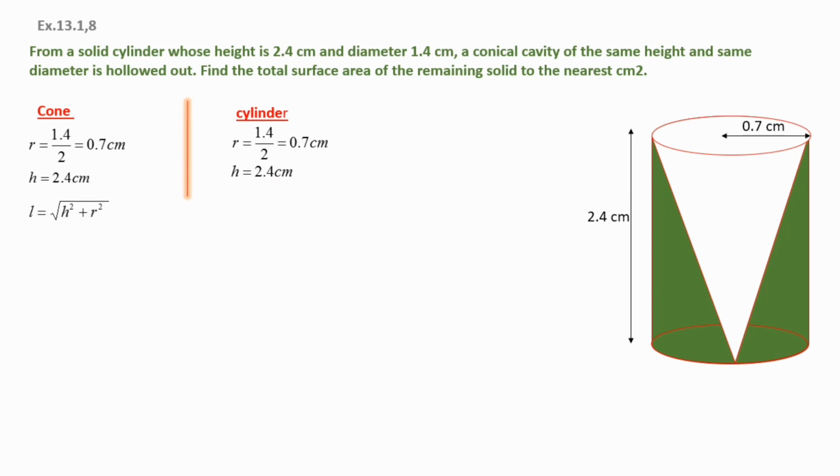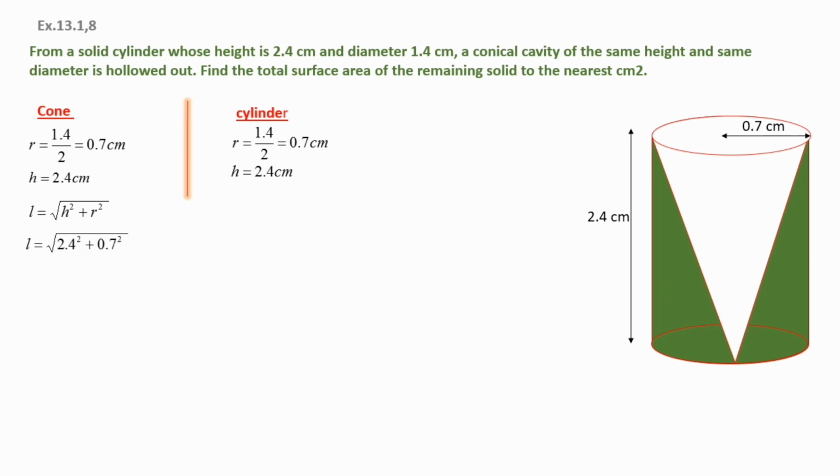Now for the cone we need to find out L, because we need to find the total surface area. Total surface area in the sense, when you look at this remaining portion, the curved portion of the cylinder is outside, that is CSA of cylinder. And when you look inside, the curved portion of the cone is visible, that is CSA of cone. CSA of cone formula is pi r l, which means we need to calculate L. Then one more portion is there, the base of that cylinder, that is pi r square. This much area we have to calculate, that I will explain later on.